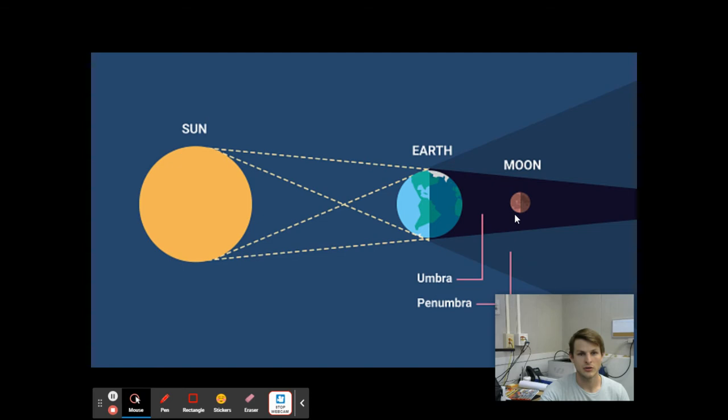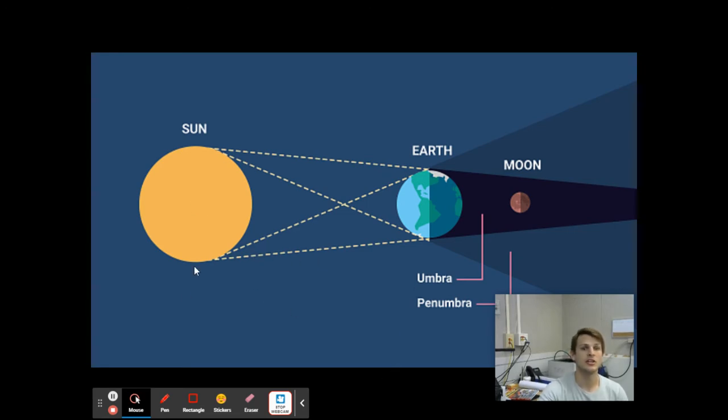So again, a lunar eclipse occurs whenever the moon is in that space behind the Earth to where the sun is not hitting it with direct light. And you would think that this happens fairly rarely, but there are some underlying reasons why it doesn't. And we'll go over those today.